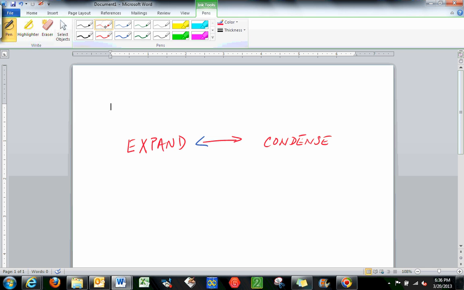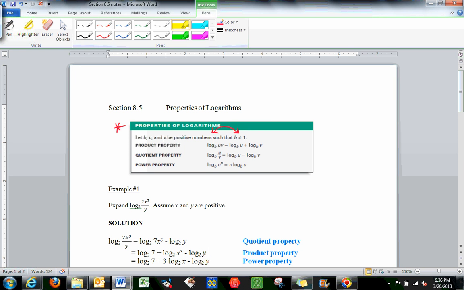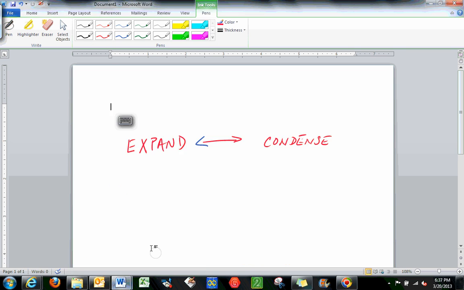Now let's take a look at the first property that we're going to be dealing with here. And if you see the first property here, we call it the product property. And basically what it tells us is if we have a log that has two parts that are being multiplied together, then we can expand that by making it two additional parts. So we can take addition and break it apart. So I'm going to give you a different form of this.